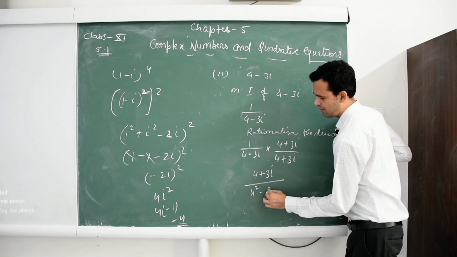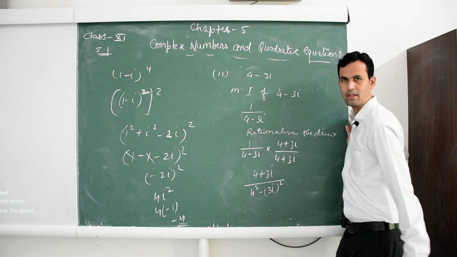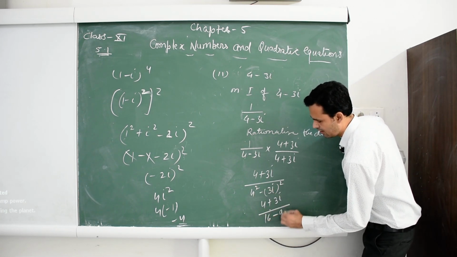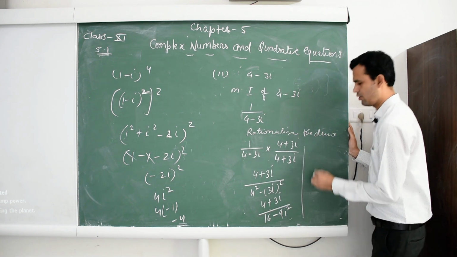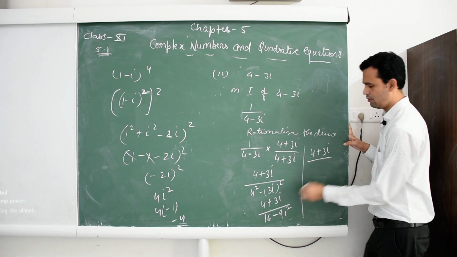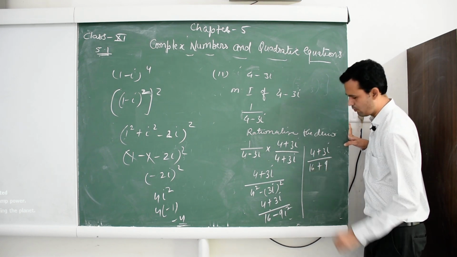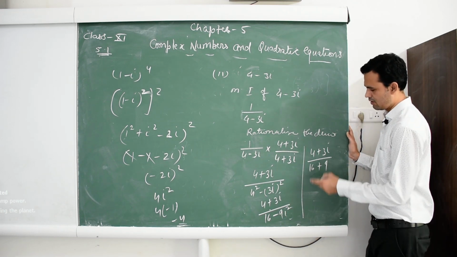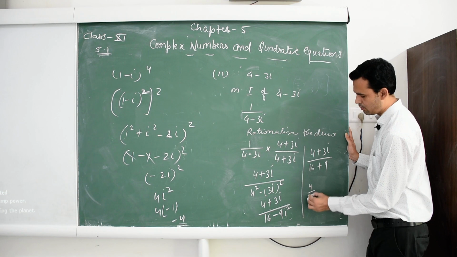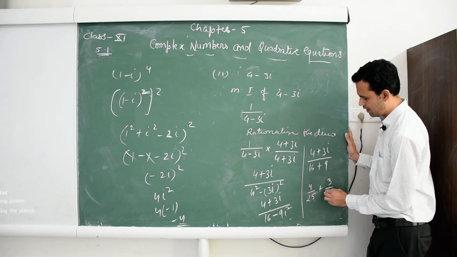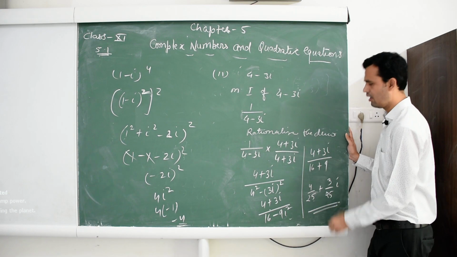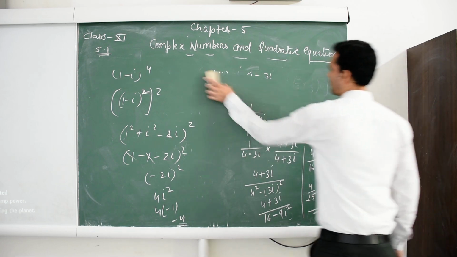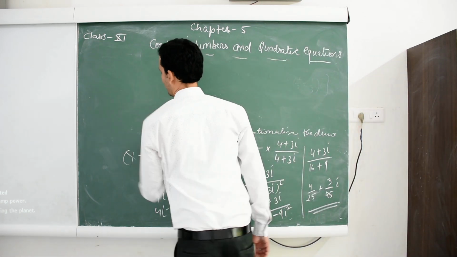So a square minus b square. So 4 plus 3i upon 16 minus 9i square. So 4 plus 3i upon 16 plus 9. Why? Because value of i square is minus 1. So minus 1 into minus is plus 1. So 16 plus 9 is 25. So 4 by 25 plus 3 by 25 i. This is the answer, the multiplicative inverse for this question. Now question number 14.